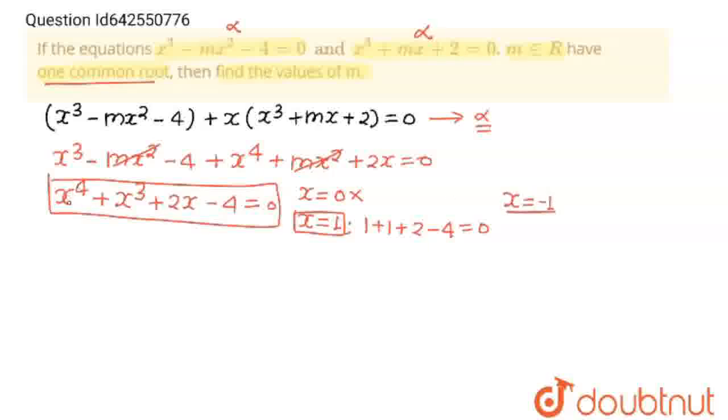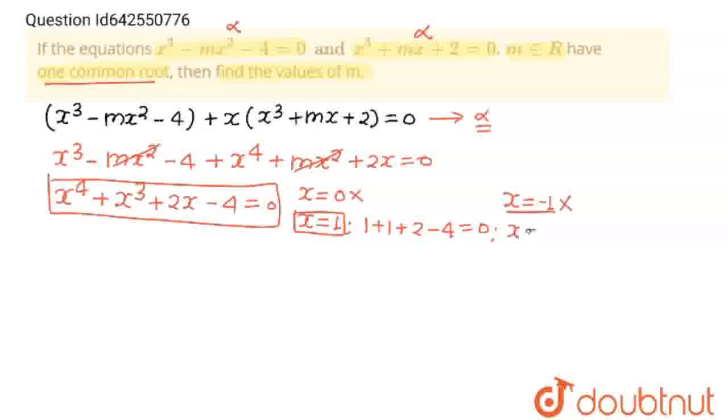At x equals minus 1, this will become 1, this will become minus 1, both will get cancelled out. This will become minus 1. At x equals minus 1, this will become minus 2. Minus 2 minus 4 will become minus 6, and minus 6 equals 0 is not possible. So this is not possible.